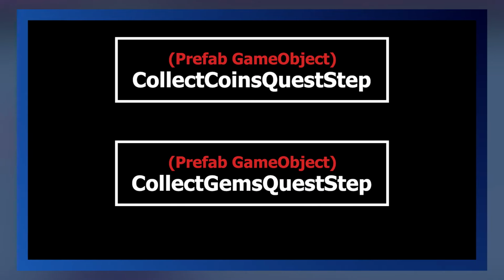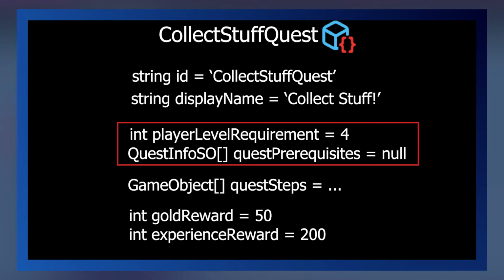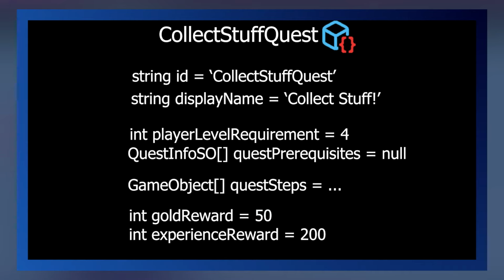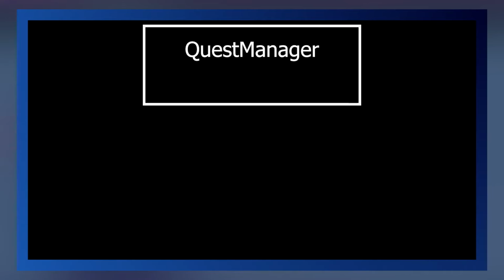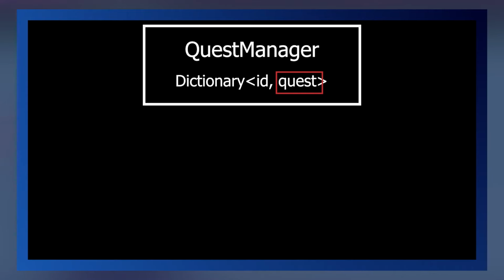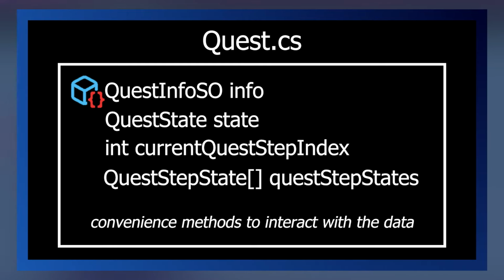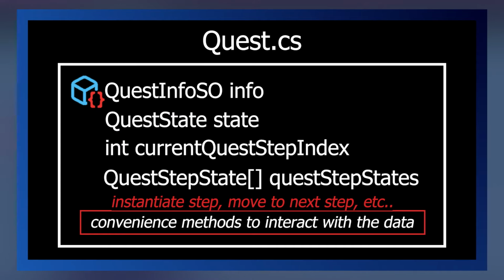We'd then set up a quest info scriptable object called Collect Stuff Quest, filling it out with whatever requirements and rewards we want, and of course, most importantly, the 2 quest step prefab game objects. Then when the game starts up, the quest manager will take all of the quest info scriptable objects in the project and create quest objects from them, which of course are just a combination of the quest static and state information with some convenience methods to easily interact with that information.